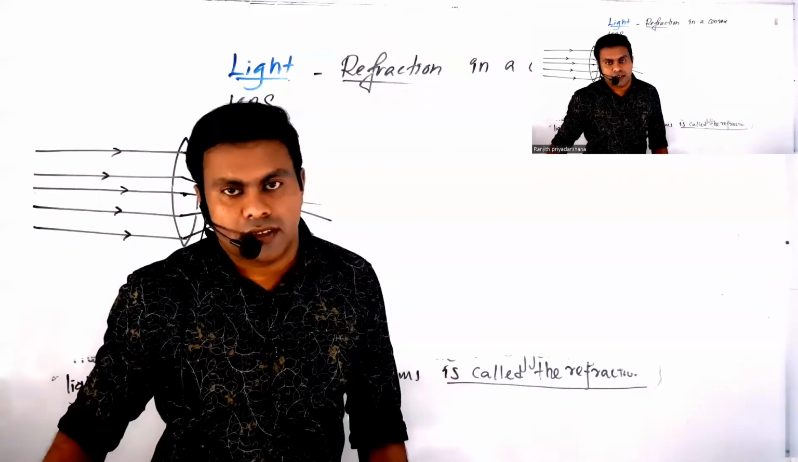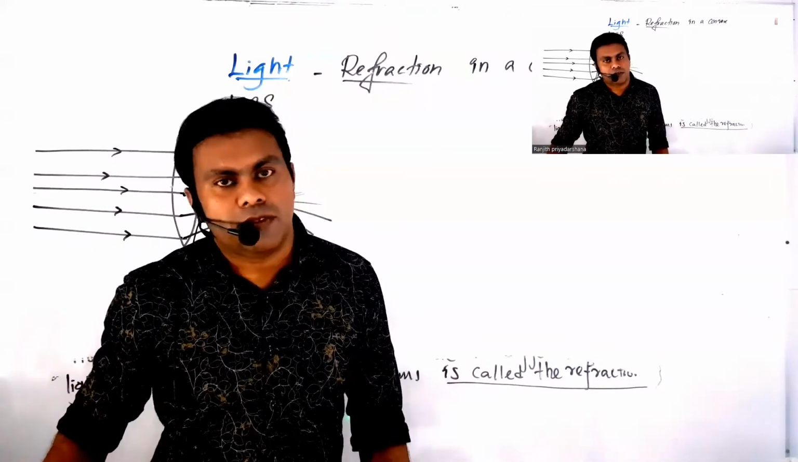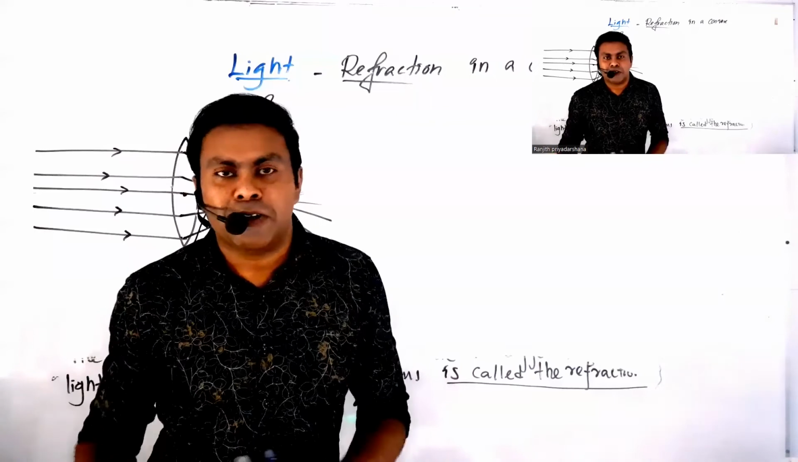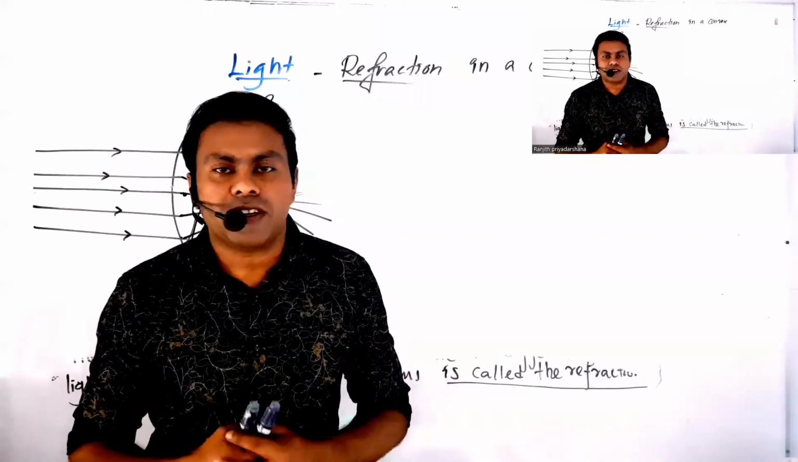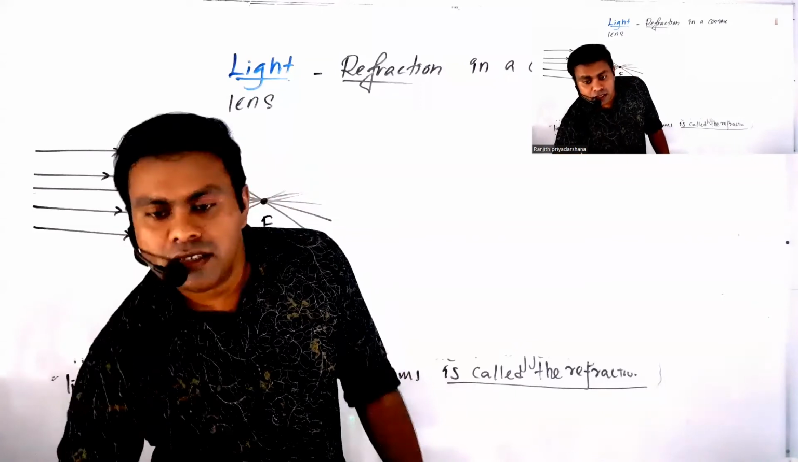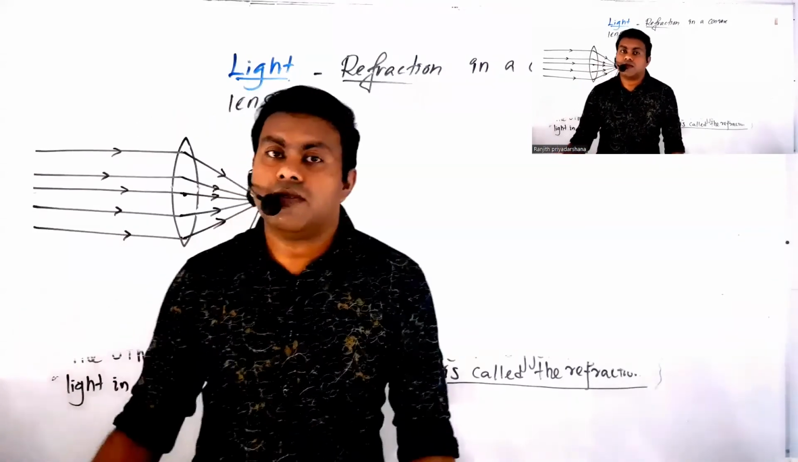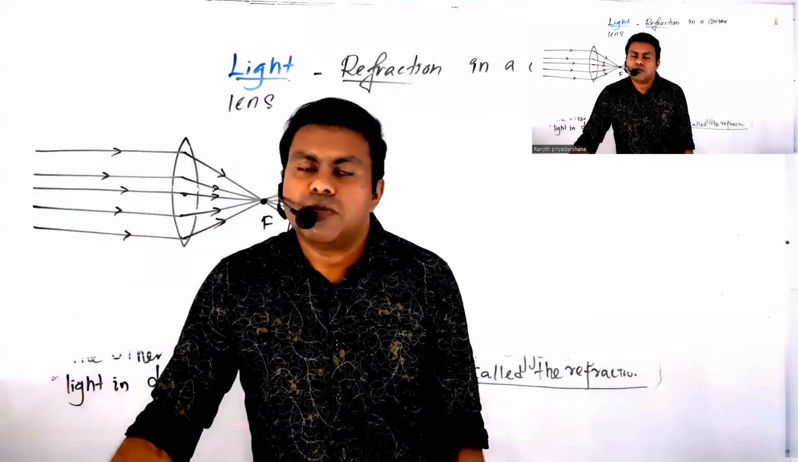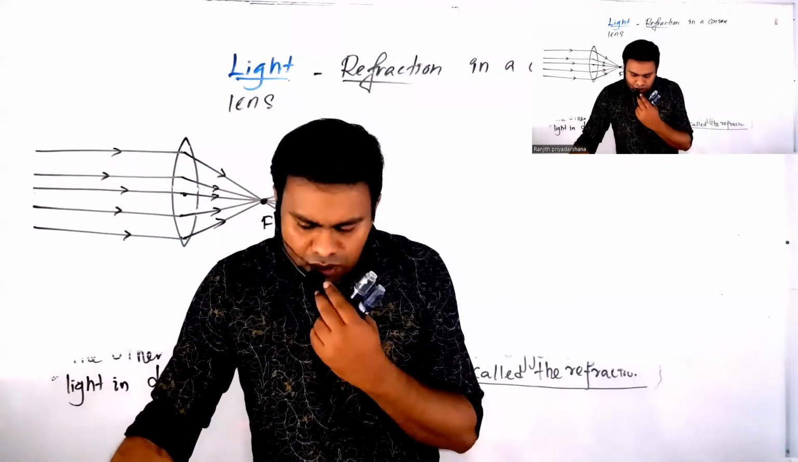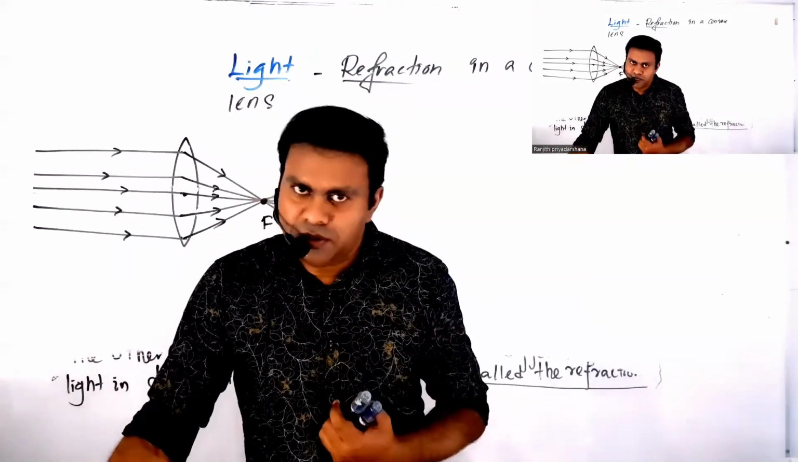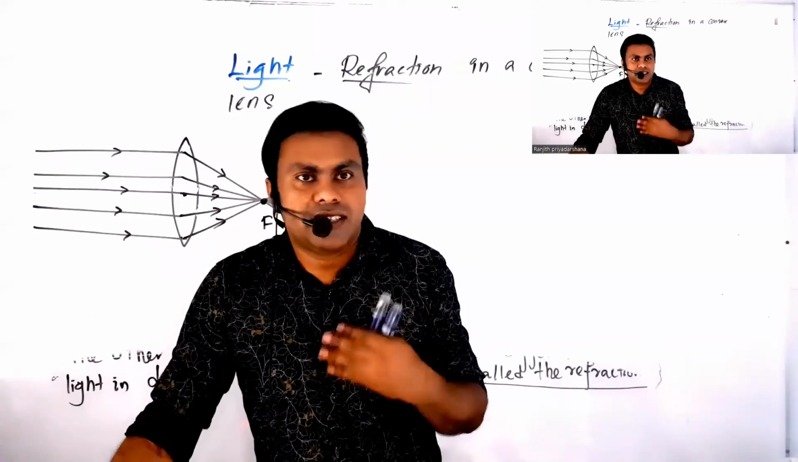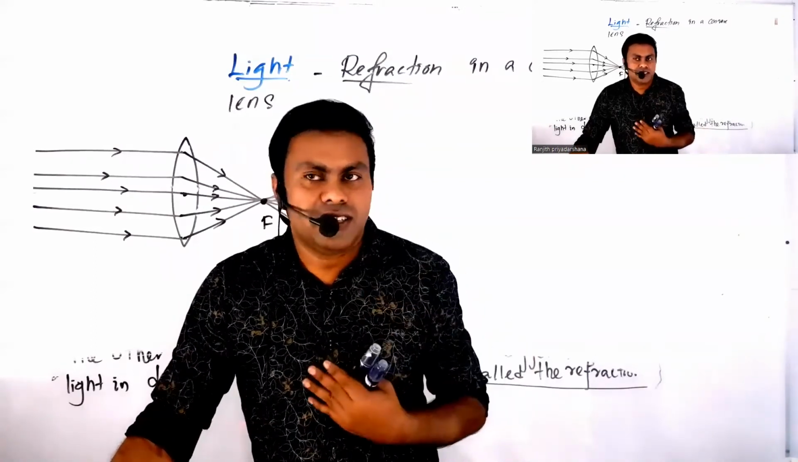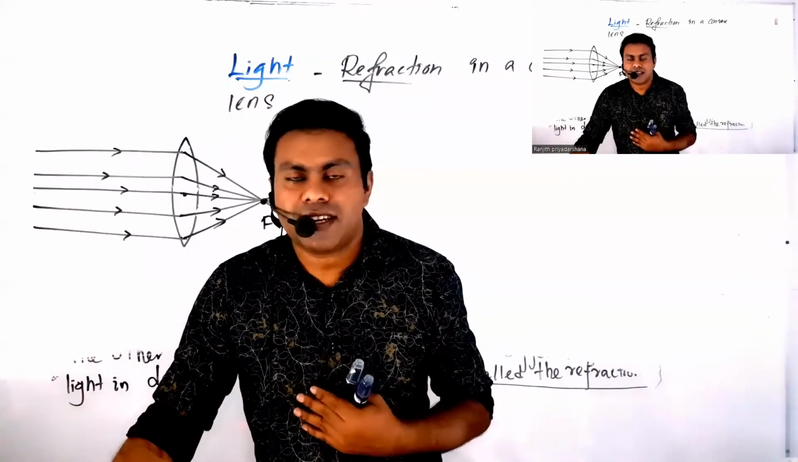Because of refraction. Yes, refraction is okay, but how that refraction occurs in a convex lens, students can't answer. In grade 12, grade 13 and in university, it will not be clarified to you directly.